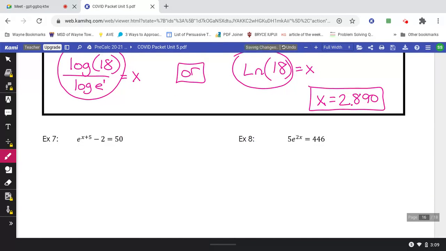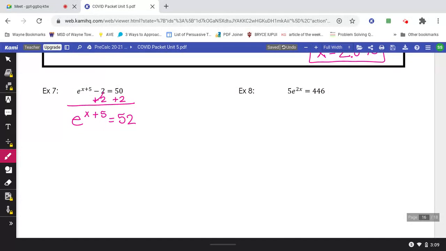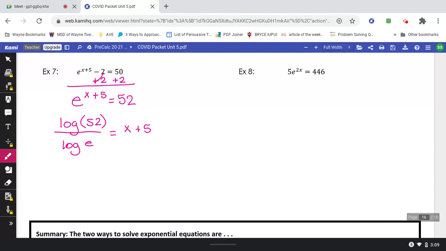All right, so let's look down at example number 7. Again, you're going to do any of your basic math first. So I'm going to start by adding 2 to both sides. Then I'll rewrite this. The log of 52 divided by the log of e equals the x plus 5. Then I'll substitute this whole side for just the ln, the natural log of 52.